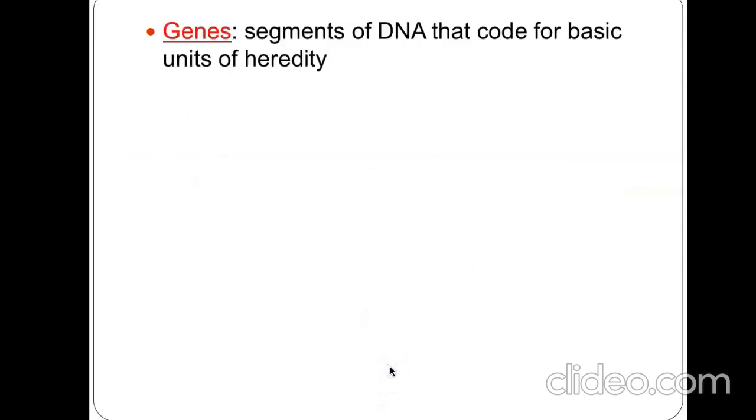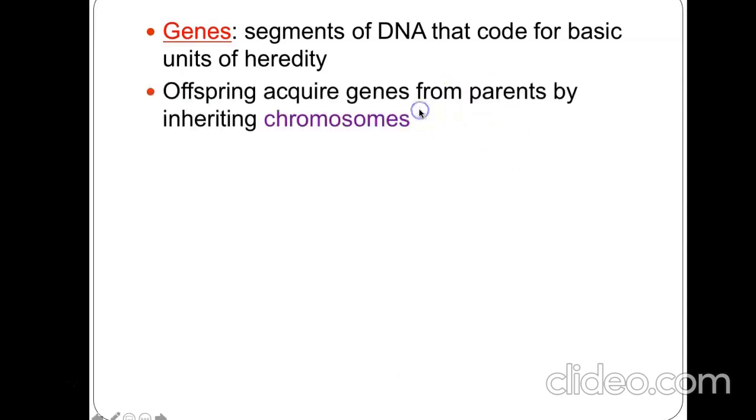All right, so before we get into the process of meiosis, we're going to discuss some vocabulary words. These are great notes because you don't have to write a whole lot. It's just fill in the blanks. So first you need to know what a gene is. A gene is a segment of DNA that codes for the basic units of heredity. And we've already talked about what genes are, what DNA is, what DNA actually codes for, which is proteins. And so we've got a pretty good grasp on that, I think.